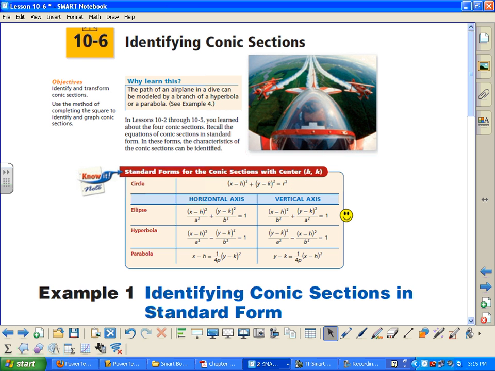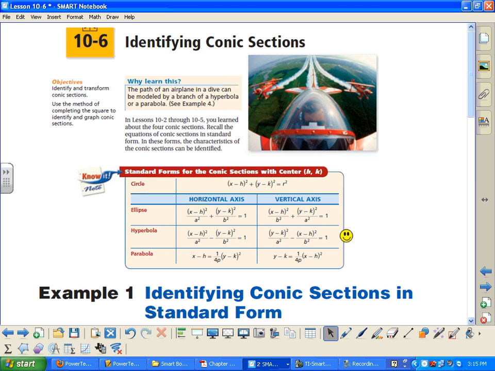With an ellipse, it looks like a circle because you're adding between the x's and the y's also. But the difference is that we have in the denominator a squared and b squared, which means it's either going to stretch it horizontally or vertically. And the fact that instead of it equaling the radius squared, it equals 1.